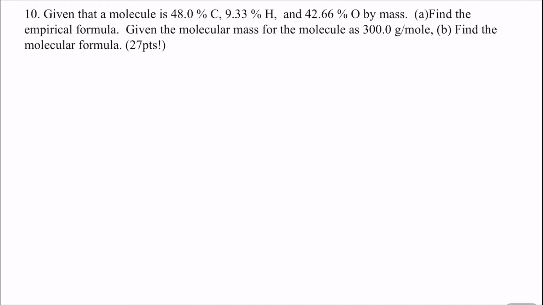Okay, number 10. Now this is a combo of the last two. So the first thing you have to do is find the empirical formula, and then you have to find the molecular formula. So if you recall, the first thing we did was we converted percentages to grams. So 48.0, now it's going to be grams of carbon, 9.33 grams of hydrogen, 42.66 grams of oxygen.